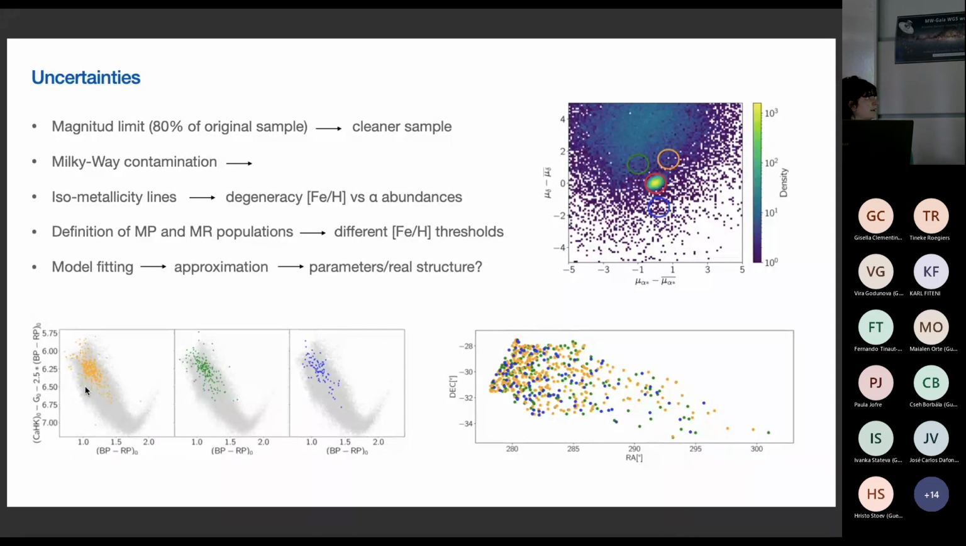And finally, the model fitting that we performed is a simplification of the real distribution of Sagittarius stars. Therefore we have to be careful in interpreting the parameters and the difference between metal poor and metal rich populations.